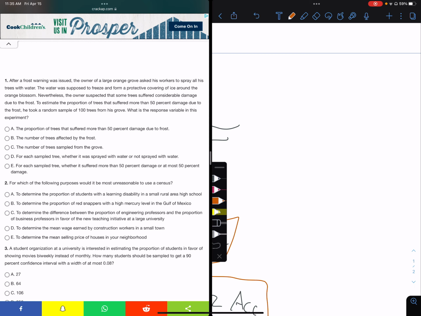After a frost warning was issued, the owner of a large orange grove asked his workers to spray all of his trees with water. The water was supposed to freeze and form a protective covering on the ice. Nevertheless, the owner suspected that some trees suffered considerable damage. To estimate the portion of trees that suffered more than 50% of damage due to the frost, he took a random sample of 100 trees. What is the response variable? Oh no, this is unit 4. No. The proportion of trees that suffered the response variable. What is the response variable?